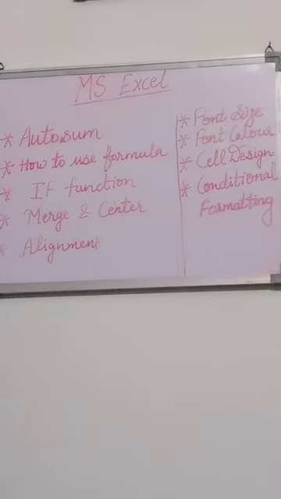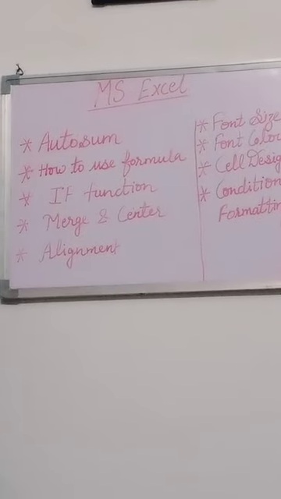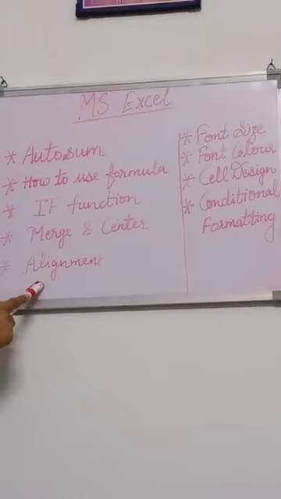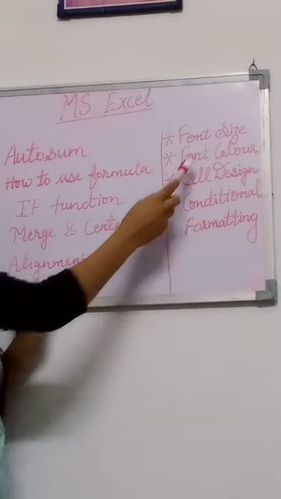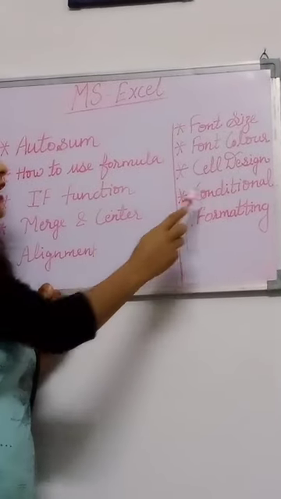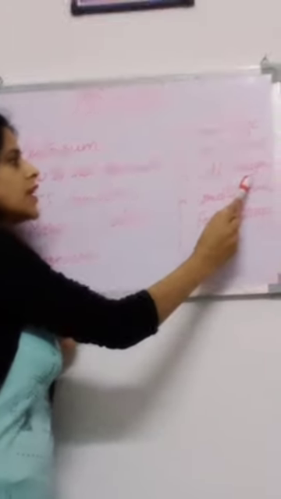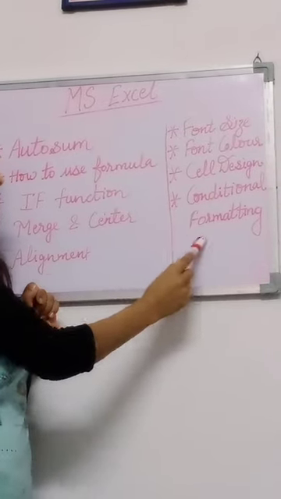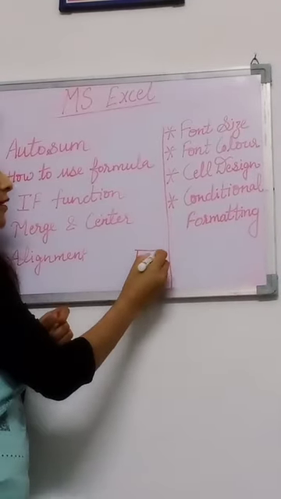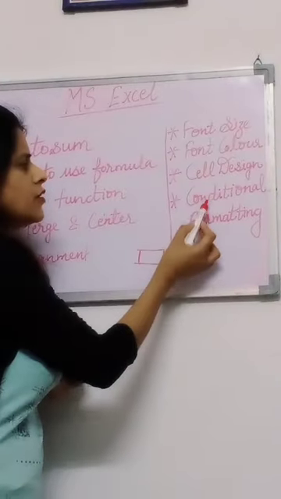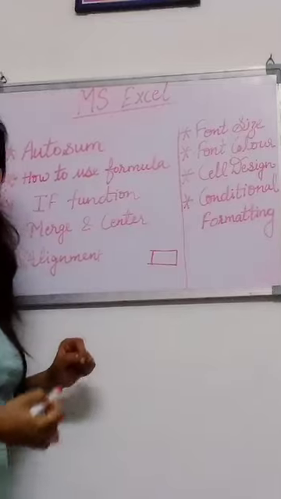how we can use the formula, how we can use the if function, what is the use of the merge and center button, what is the use of alignment, how we can increase the font size and the font color, and next how we can change the designing of the cell. Cell is this thing in MS Excel, and how we can do the conditional formatting.